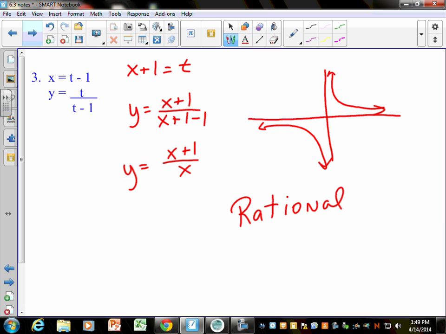The book calls this reciprocal function or rational function. I would accept either one of those. It's not going to look exactly like that because this actually has a horizontal asymptote at 1, but rational is what we would call that one. That's probably the one you'll see, besides parabolas, lines, and rationals, the other one they could throw in there.